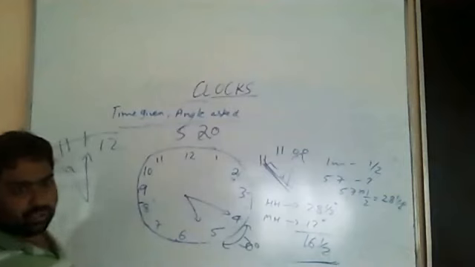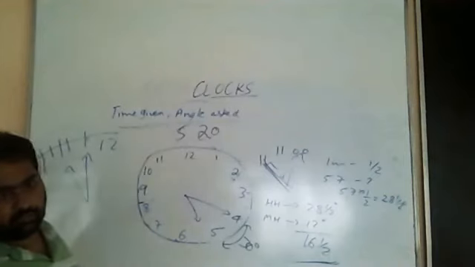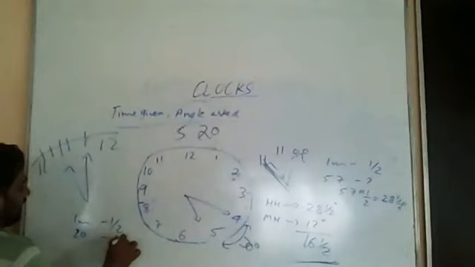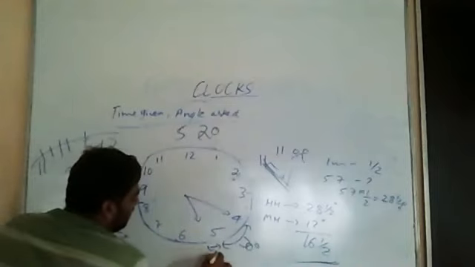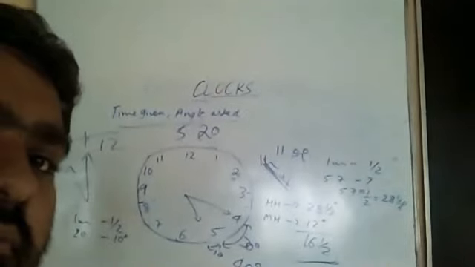And the hour hand has moved a little ahead of 5. How much ahead? It has moved as much as it should for 20 minutes. In 1 minute, half a degree. In 20 minutes, 10 degrees. So this gap will be 10 degrees. 30 plus 10, 40. 30 plus 10 will be 40 degrees. Is it understood?